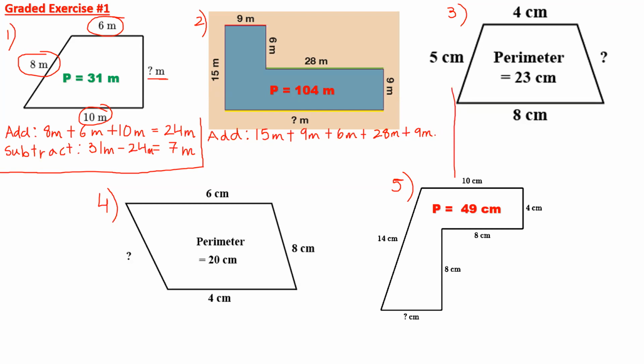So I say 15, 9, 6, 28, and 9. I don't want to spill over. That's going to be equal to, so we have 15 plus 9 plus 6 plus 28 plus 9. That's going to be equal to 67 meters. And we could subtract, right? What are we going to subtract? 104. Very good. 104 meters minus 67 meters. I forgot the meter sign. Now, when you subtract them, what did you get?